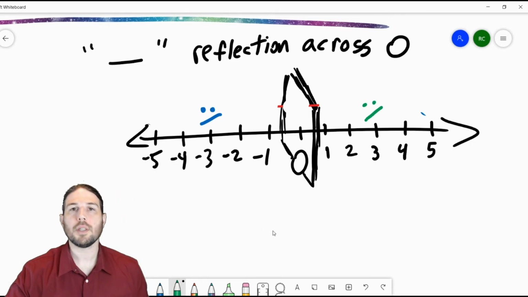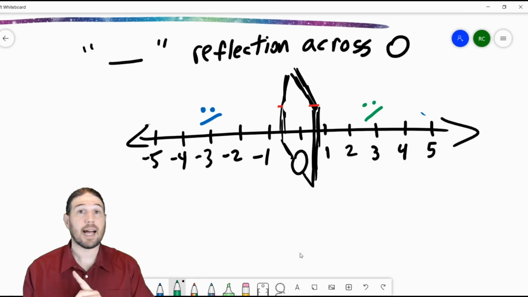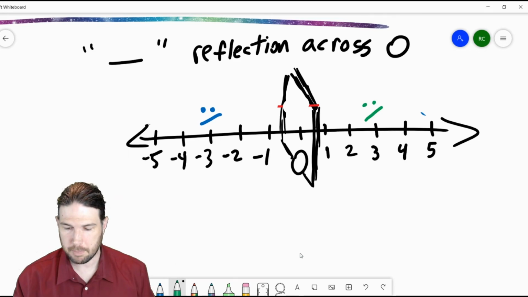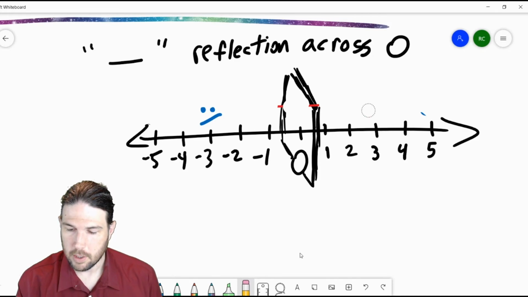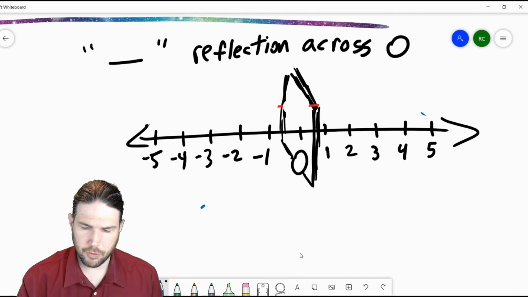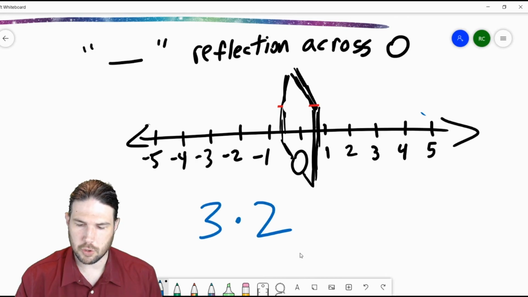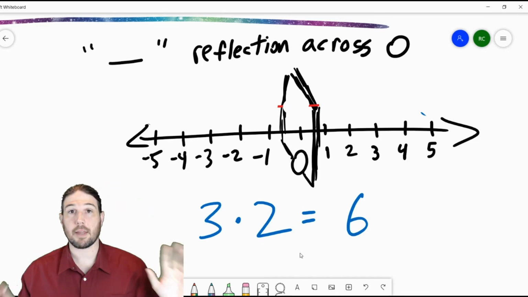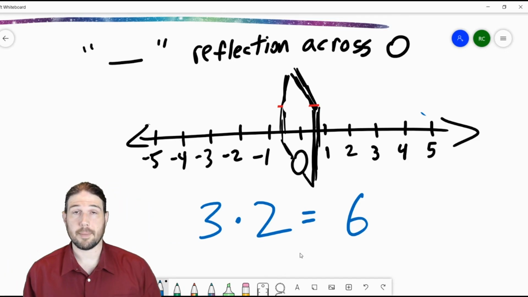And then once you have determined the correct side of 0 that you're on, you can actually multiply. And I'm going to show you what I mean right now. So what if I wanted to do something like 3 times 2? Yes, I know it's 6, okay? But I want to do something like 3 times 2, all right?